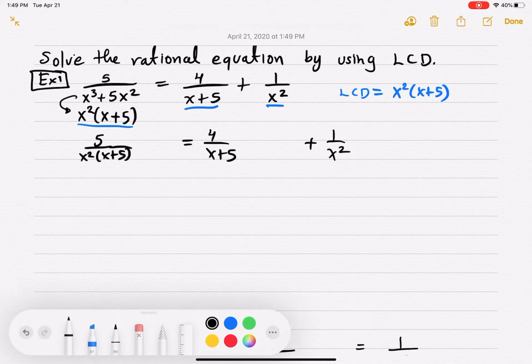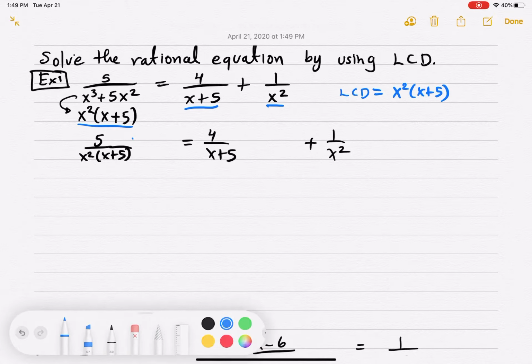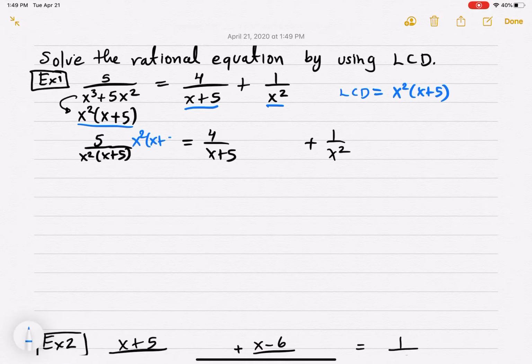Okay, and then we're going to multiply everything by the LCD. We're going to multiply the original problem, everything, by the LCD, which is x squared times x plus 5. Sorry, I should erase that, otherwise it's going to be confusing. x squared times x plus 5, like so. The reason we do that is because all the denominators are going to divide out in the next step.